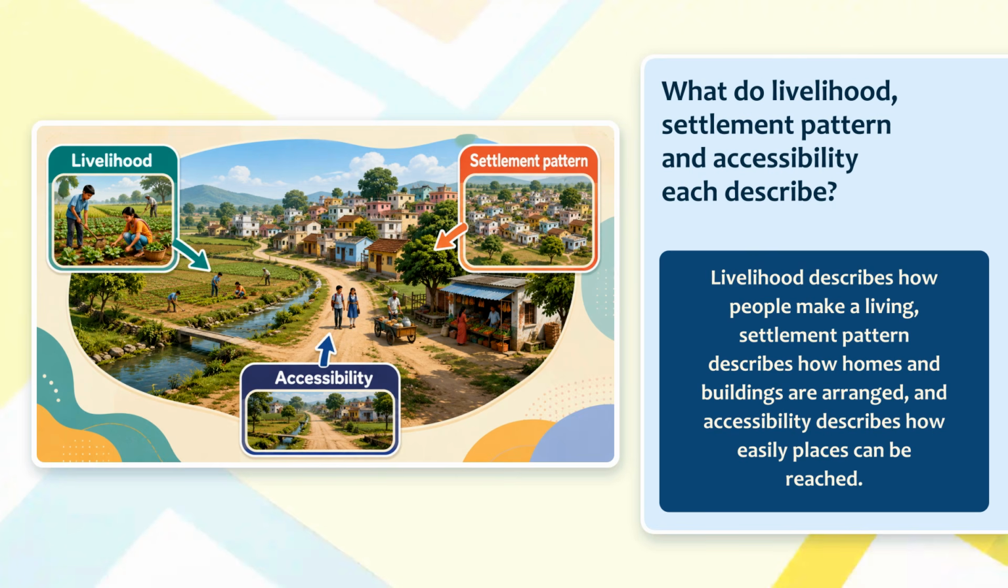What do livelihood, settlement pattern, and accessibility each describe? Each word has one clear job. Livelihood describes how people make a living, settlement pattern describes how homes and buildings are arranged, and accessibility describes how easily places can be reached. The scene gives one visual clue for each idea. Next, we will use these ideas in a 3-column comparison of mountain, plateau, and plain settings.